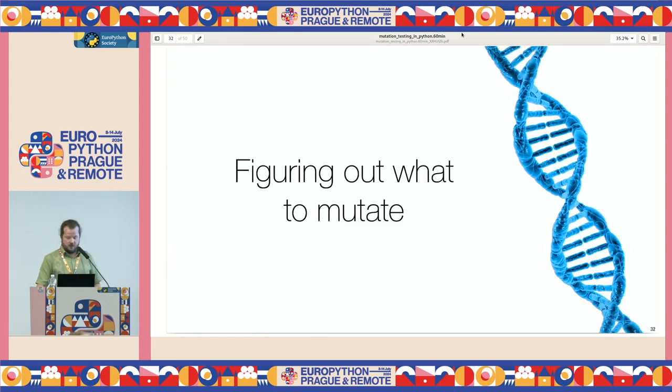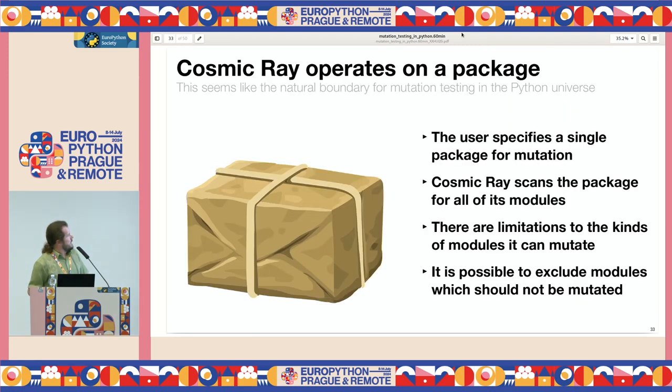Okay. Also, figuring out what to mutate. Interesting question. Cosmic Ray operates essentially at the level of packages. When you set up a configuration for Cosmic Ray, you tell it, there's this package. Maybe the top level in a big tree, but you tell it a single package. I should really say a single module that might be a package. And its job then is to operate on everything in that tree. We'll scan the entire package for all of its submodules.